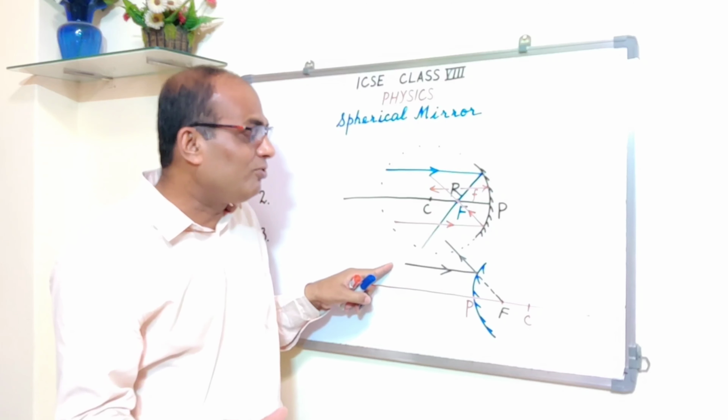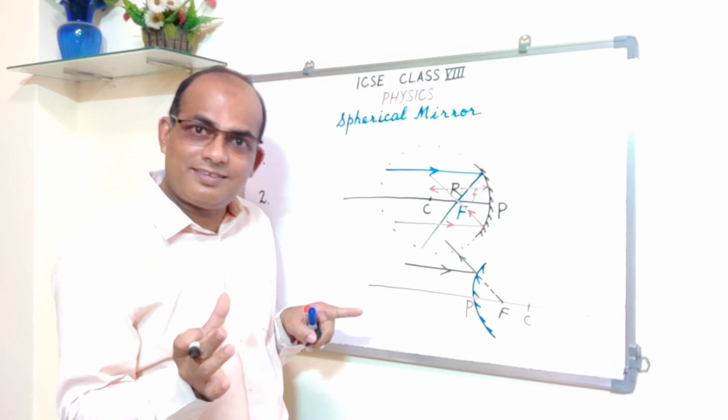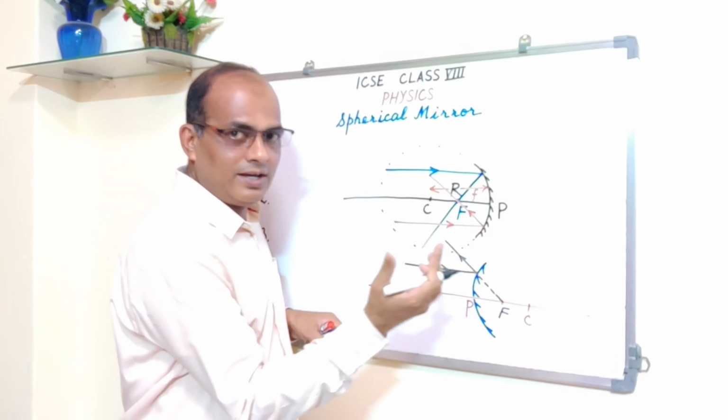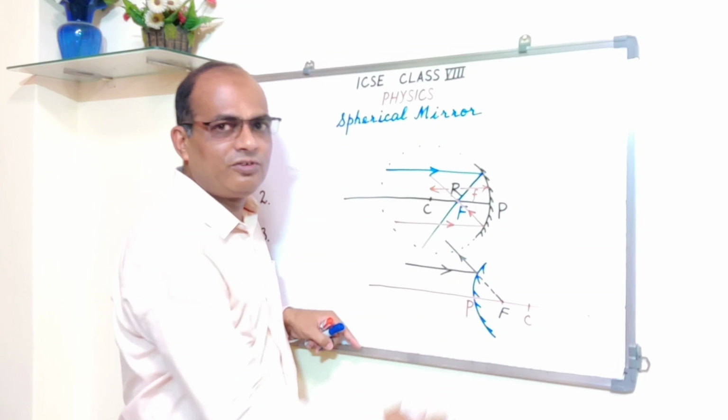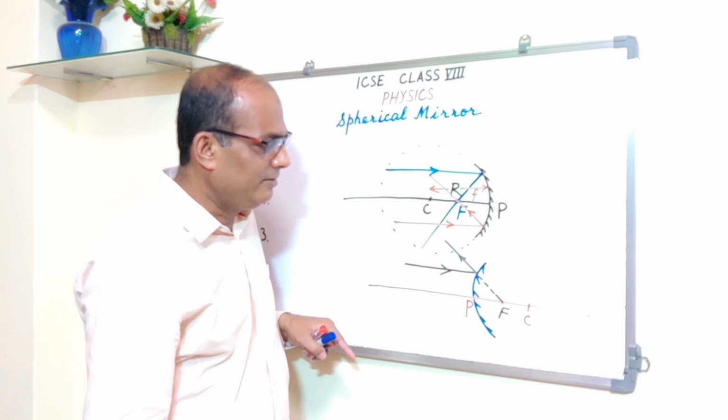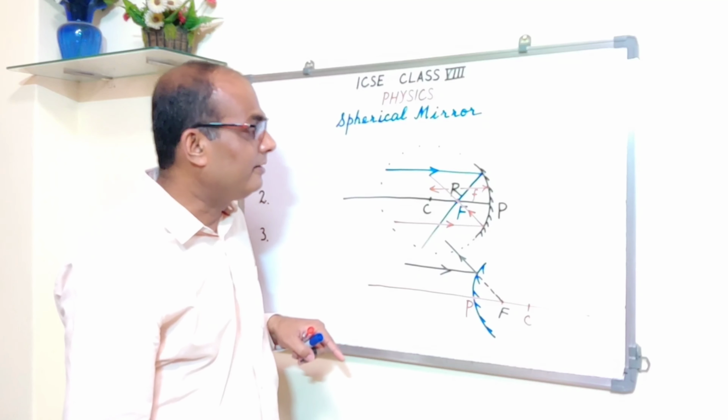Fine. As far as the focal length is concerned, of course, the definition remains the same. Here also PF is small f. Is that fine? Clear?